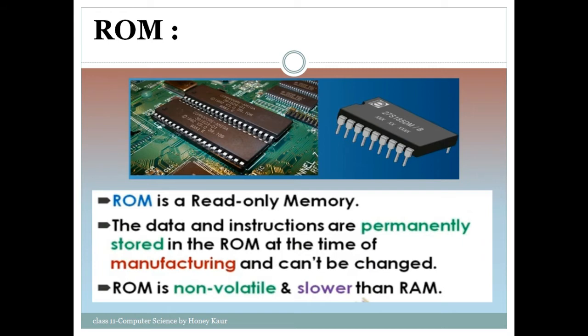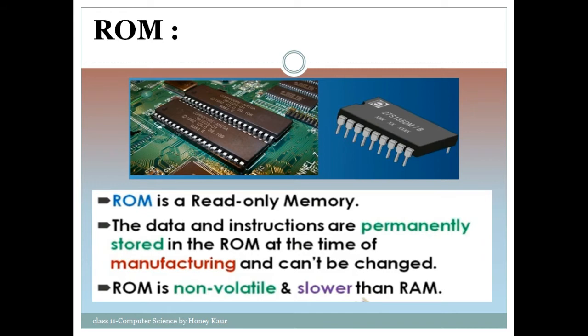So the data and instructions are permanently stored. Since we cannot do anything with them except view them, it is a permanent storage memory, part of main memory. At the time of manufacturing, whatever goes inside the ROM is permanently stored, and after that it can't be changed. Later the user can only see and read it. ROM is non-volatile. So the most important feature is that it is slower than RAM but non-volatile.